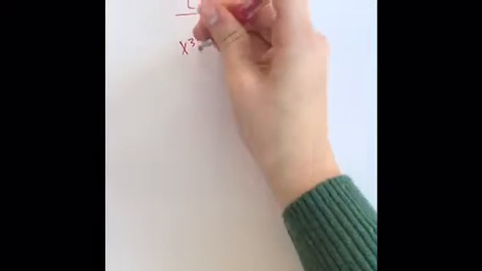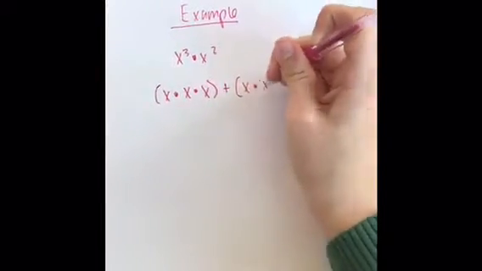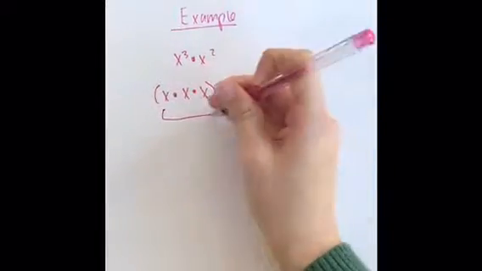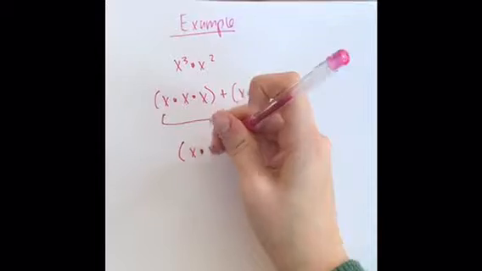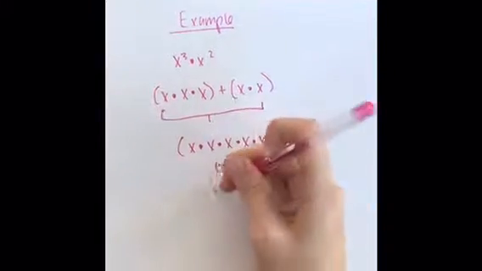So a nice example of this product of powers is x to the third times x to the second power. It really helps to write it out like this, like x times x times x times x times x. And when you really wrap that all together, you get x times x times x times x times x, or x to the fifth power.